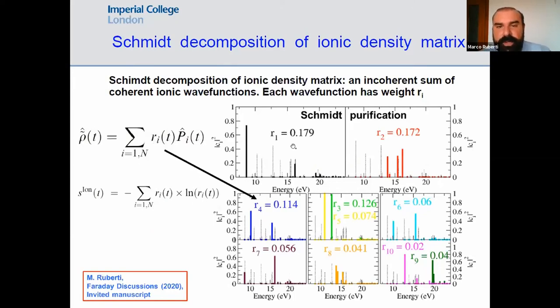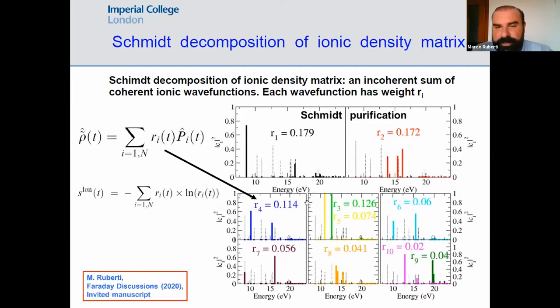And as you see, when this is applied to the case of pyridazine, there are a few pure state channels that have quite a prominent weight, in this case 6 or 7. And then the weight starts to decrease, becoming even lower than 1%.